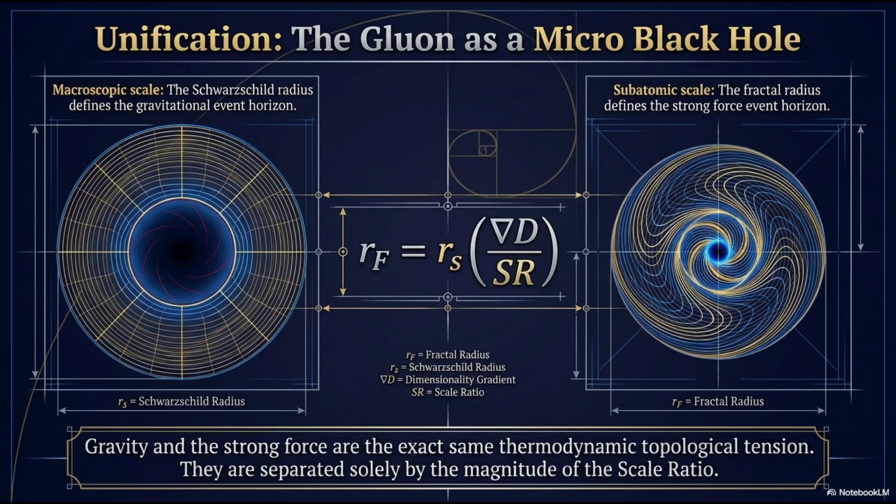So what does this all mean? It means it's Russian nesting dolls all the way down. A black hole is just a massive macro-scale gluon. And a subatomic gluon is literally just a micro black hole. That is the inescapable, radical conclusion, and it forces us to completely redefine black holes. They aren't infinite crushers that destroy information forever.